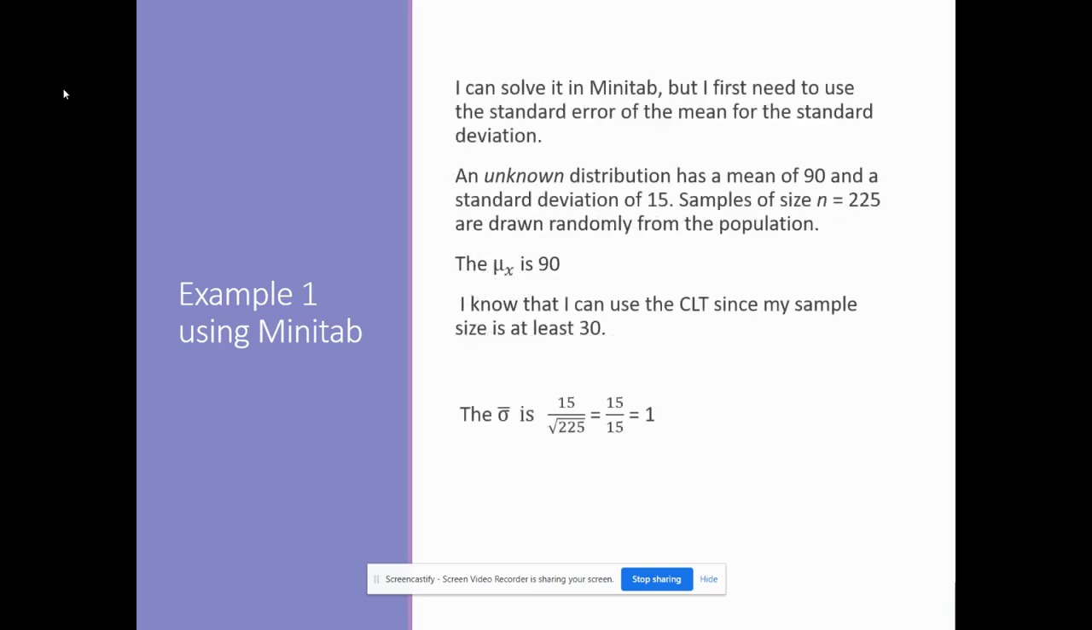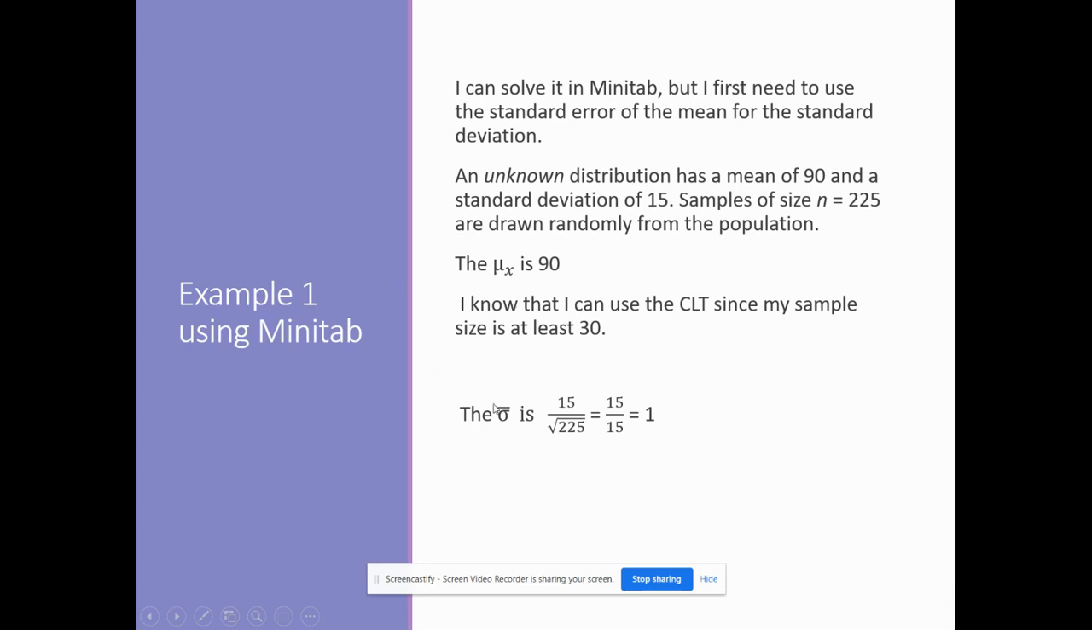The first thing is I can use Minitab, but I really need to find the standard error of the mean for the standard deviation. I know it's an unknown distribution, and it has a mean and a standard deviation, and the samples are of size n equals 225. That means I have a bunch of samples, and each of the sample sizes is 225. So what I know is that the mean is still 90. That doesn't change. But what does change is the standard error of the mean for the standard deviation.